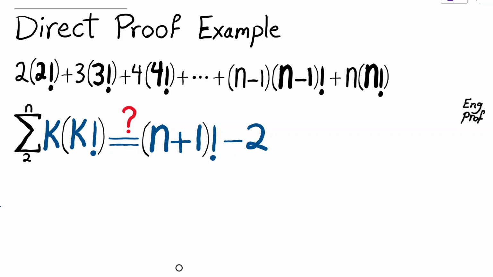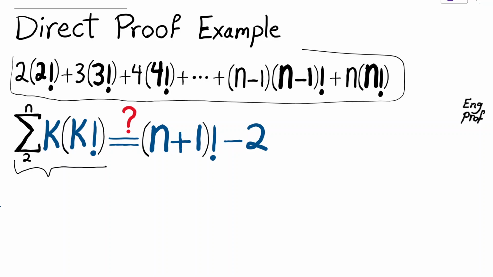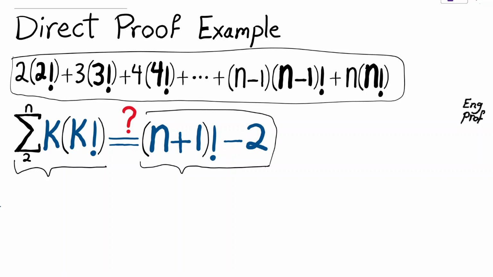This video shows and walks through a direct proof example in which we are trying to show that this equality is correct, meaning the sigma k times k factorial, which when you expand it means this summation, 2 times 2 factorial plus 3 times 3 factorial plus 4 times 4 factorial up to n times n factorial, is simply equal to (n plus 1) factorial minus 2. Basically, it can be represented in the form of this compact formula.